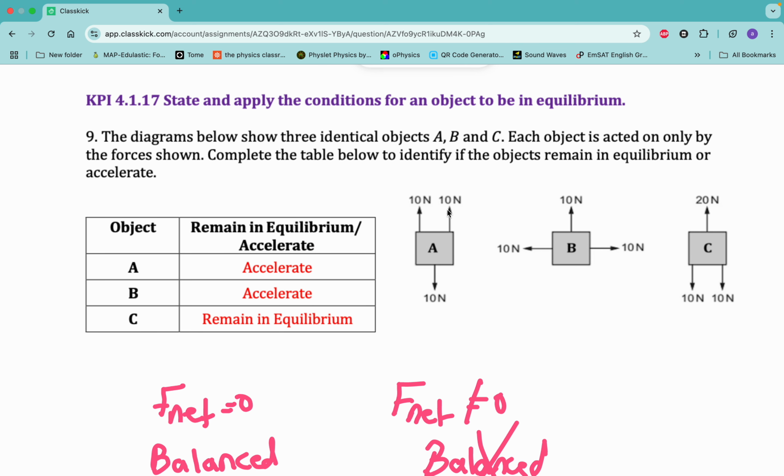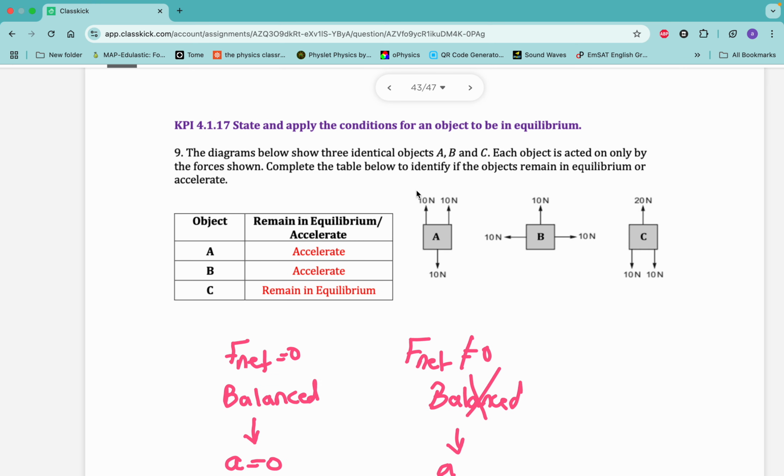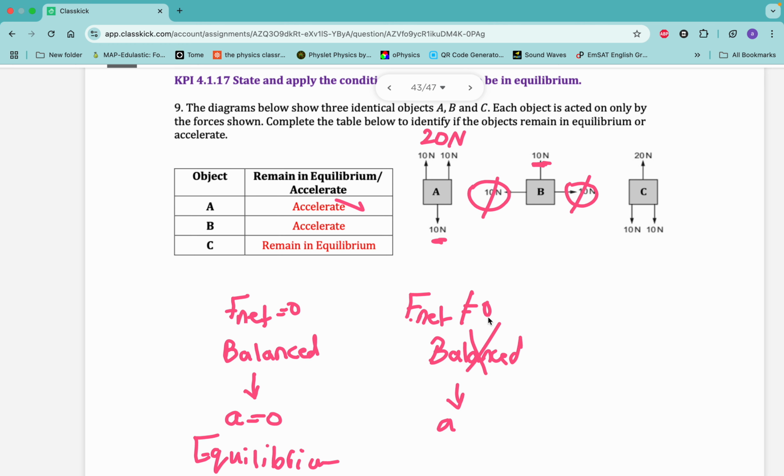Going to this case, obviously the total force upward is 20 Newtons, and here we have 10 Newtons, so it's not balanced, it's not equilibrium, so we're going to have acceleration. Here, these two forces are equal, so they cancel each other out, so the only force is 10 upward. So the force here is also not equal to 0, not balanced, and we're going to have acceleration.